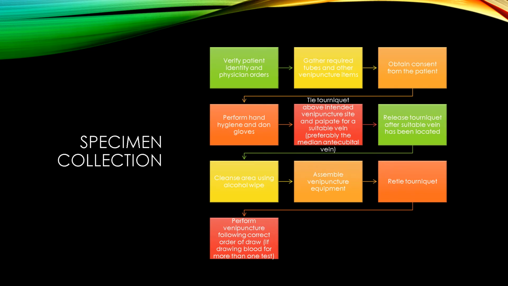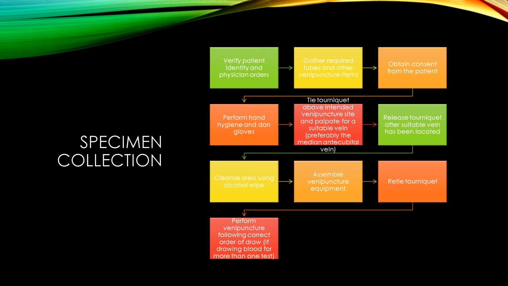After the patient gets her laboratory orders from her physician, she presents to the laboratory to have her blood drawn. These are the steps that the phlebotomists and lab personnel will take from this point forward. First and foremost, the phlebotomist will verify the patient's identity and the physician's orders to see what tests have been ordered. They will then gather the required tubes and other venipuncture items necessary.